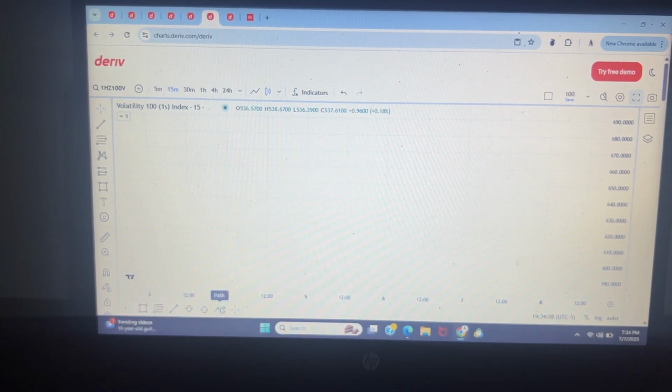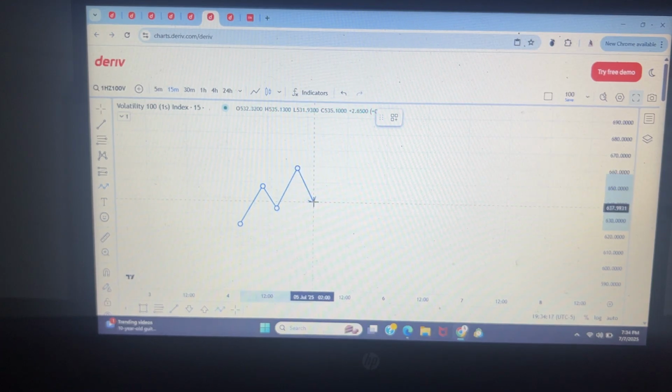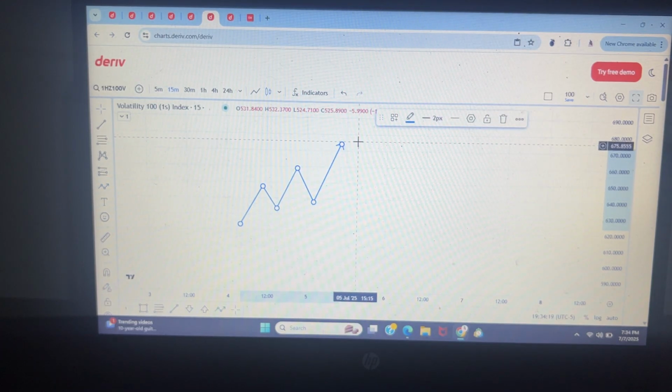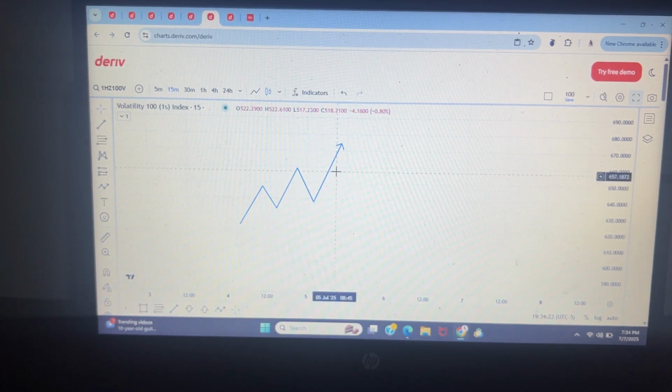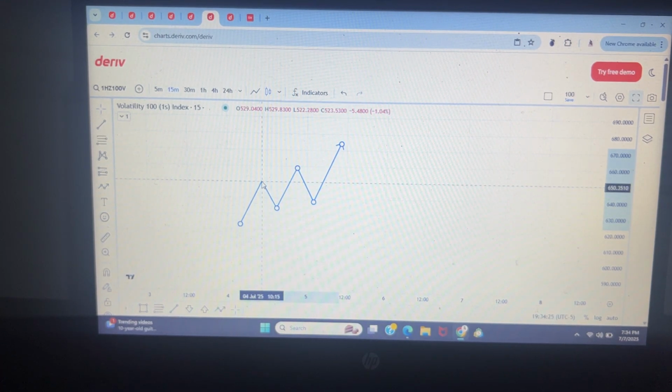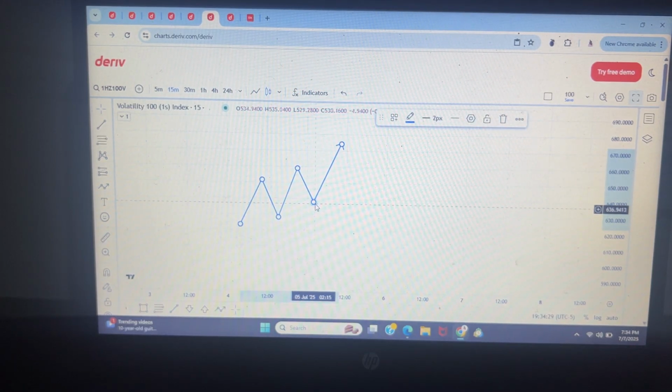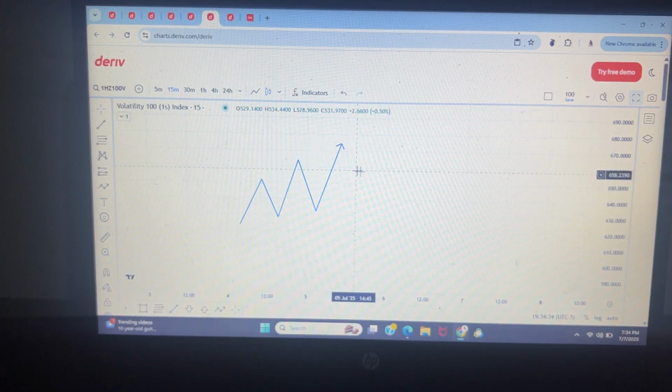So let me just give you an uptrend example. In an uptrend, we're making higher highs and higher lows, right? When you have an uptrend, you're looking for buys, right? So in an uptrend, you're gonna look for a demand zone.